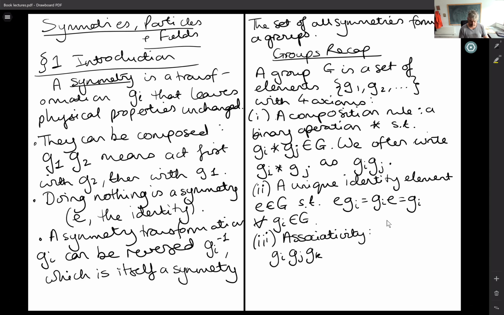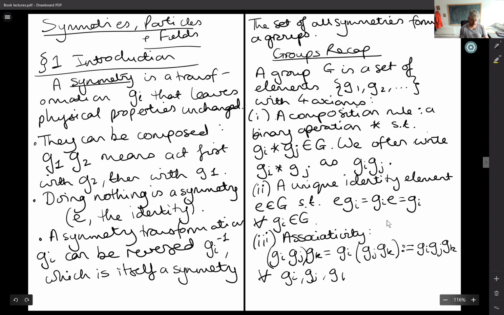I could do the composition of Gi and Gj first, and then do the result of that with Gk, or do the other case, which would be to compose the second 2 first. And associativity tells you it doesn't matter which ones you do first. And so we can do either of these and we should get the same result. And so we omit the brackets. And this is for all Gi, Gj, and Gk in the group.